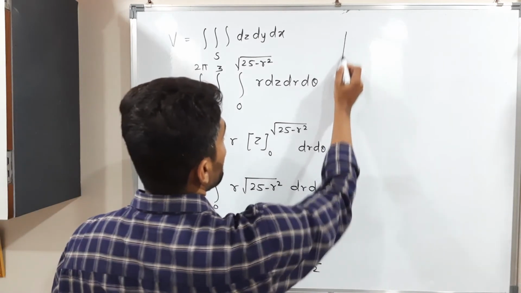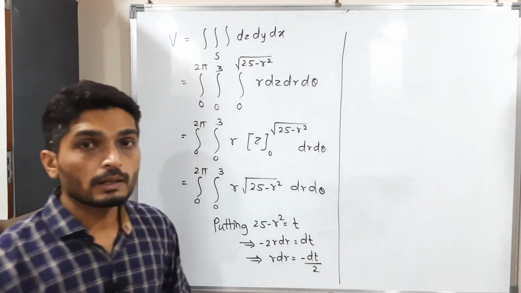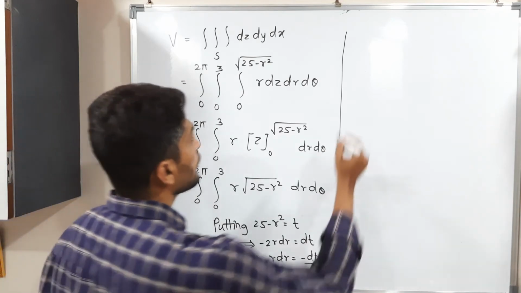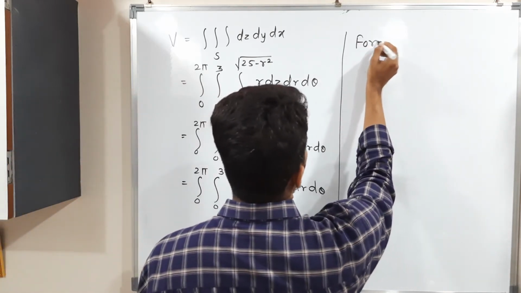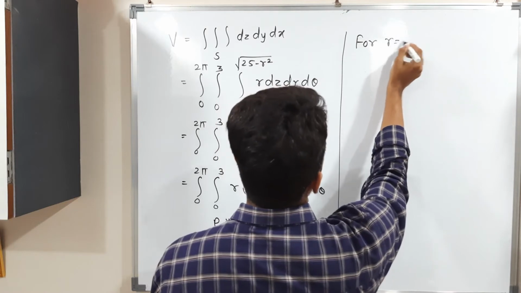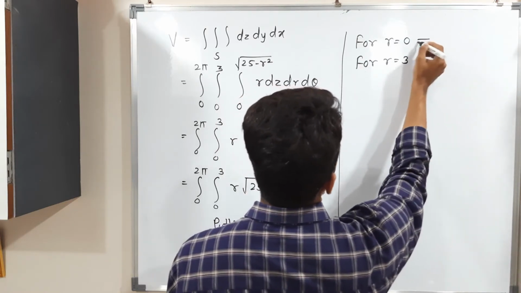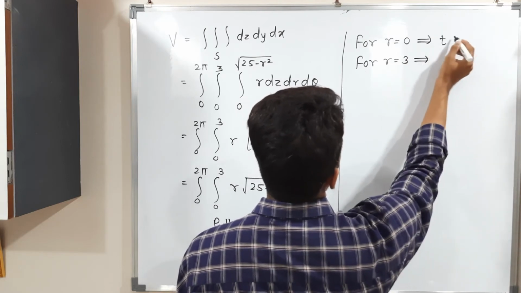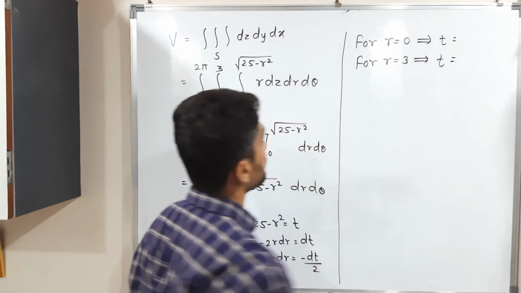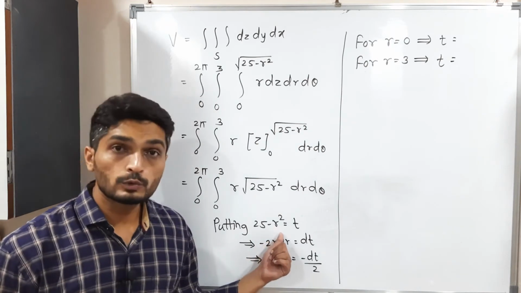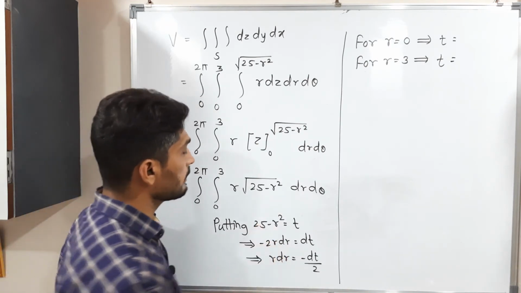So in this way we found the derivative, but we need to think about limits also. What do you think about limits? For the lower limit r is 0, and what is the upper limit? For the upper limit r is 3. Tell me the values please. t is equal to... If I put r is equal to 0 here, so we will have 25.